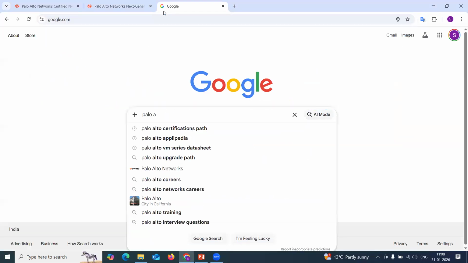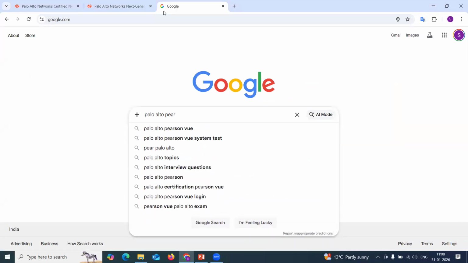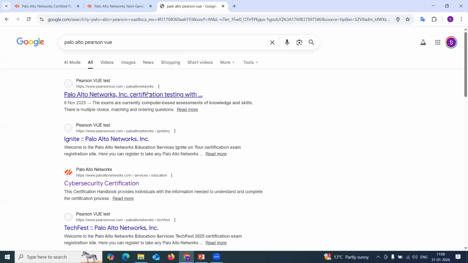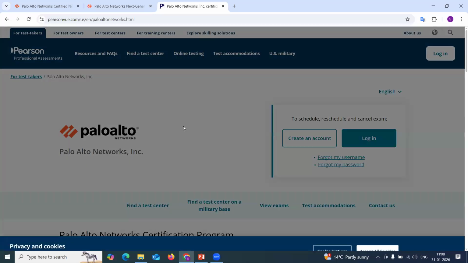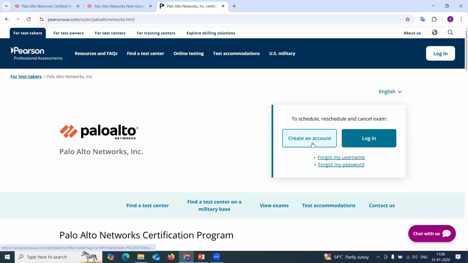So search Palo Alto Pearson VUE, like this, and then you will get the Pearson VUE test here. So click here. Now you have to create a new account on Pearson. You have to go for the Pearson Palo Alto exam and click on create account.